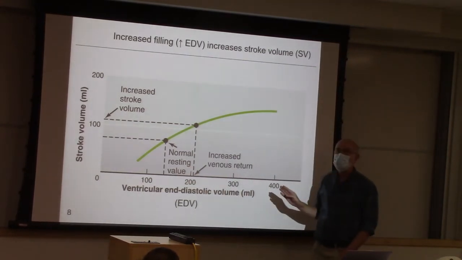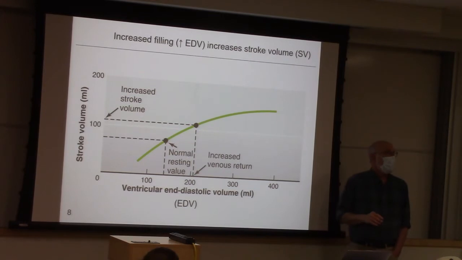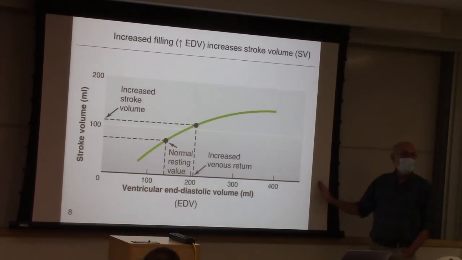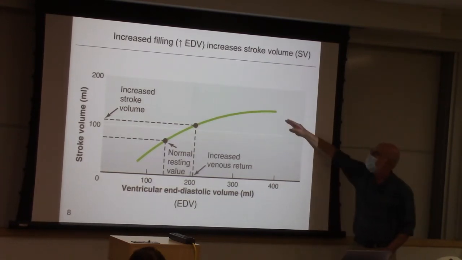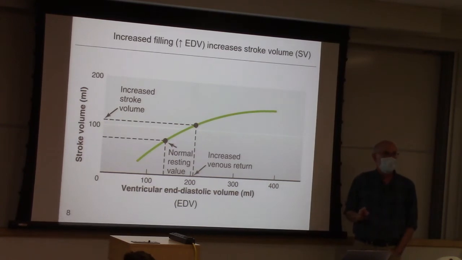In the case of dilated cardiomyopathy, which is a nearly always fatal heart disease, the end diastolic volume gets out here, and we get into a catastrophic decrease in cardiac output.